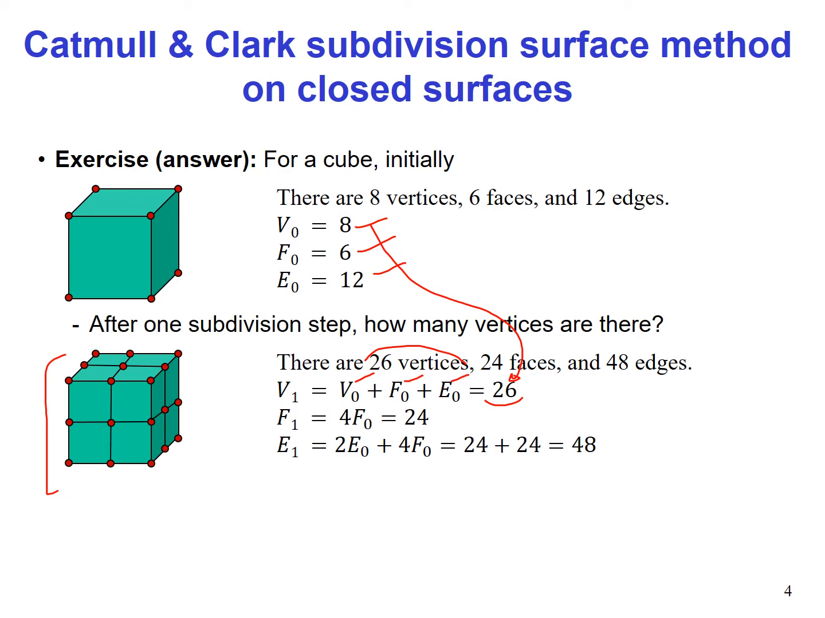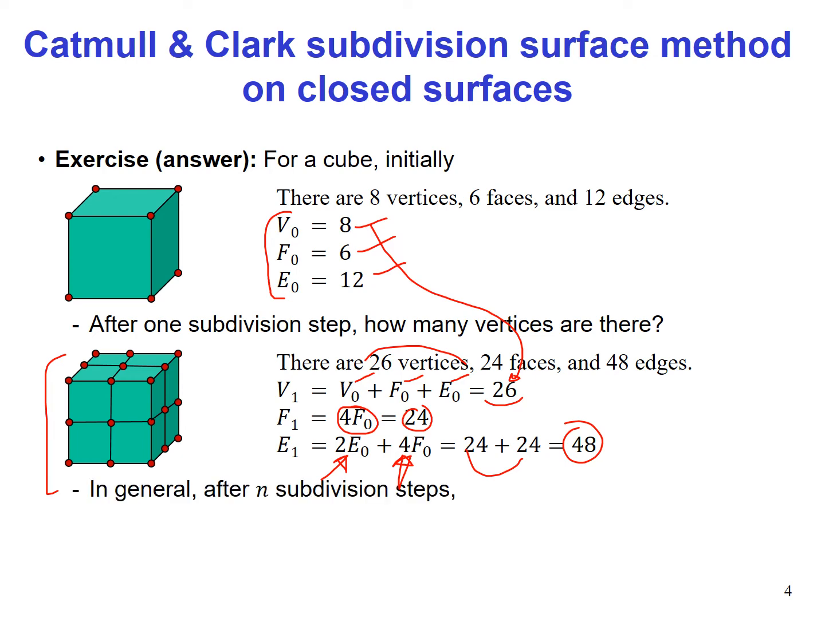The number of new faces is 4 times the previous faces, because we now have 24 faces, and the number of edges that we have after one subdivision is 2E0 plus 4F0, and that's 24 plus 24, equal to 48 new edges. V0, E0 and F0 basically stand for the number of vertices, edges and faces when no subdivision is performed.